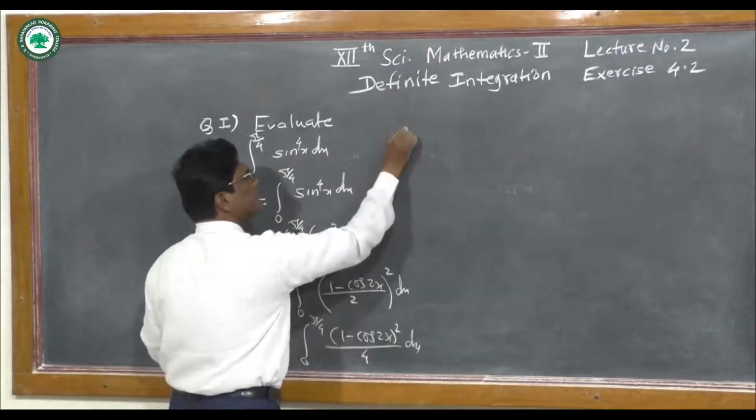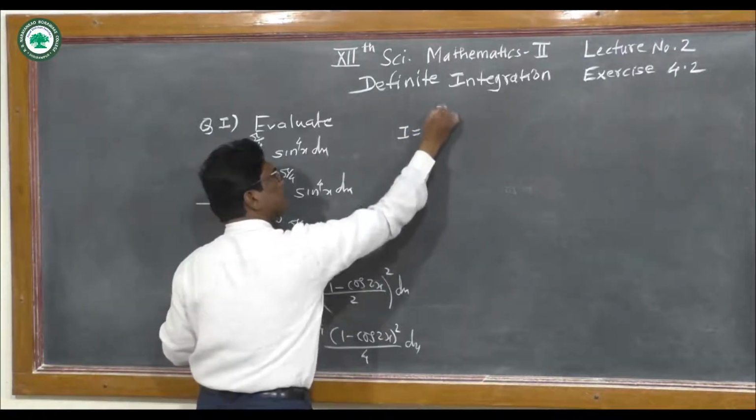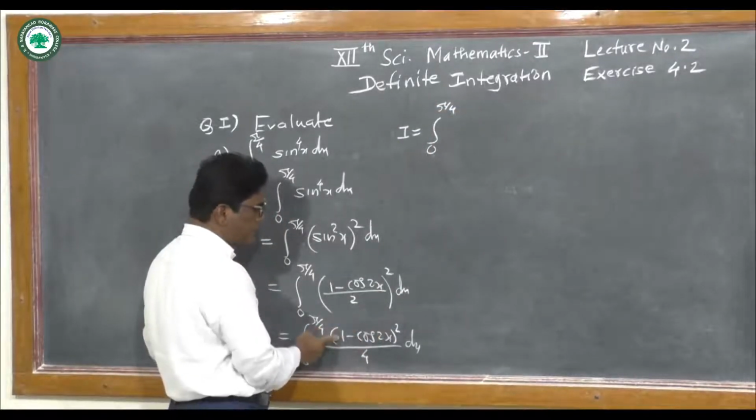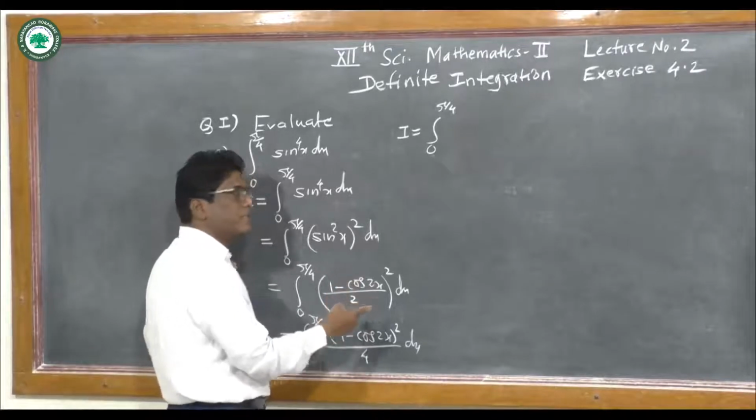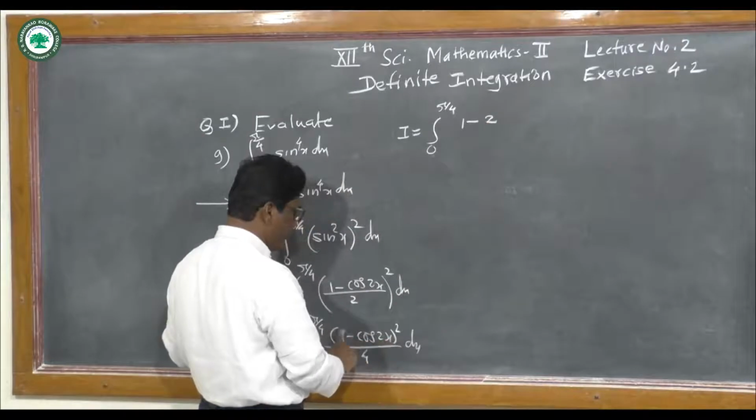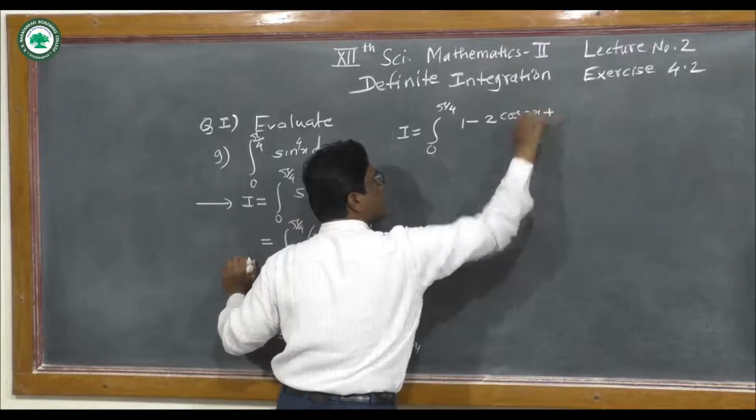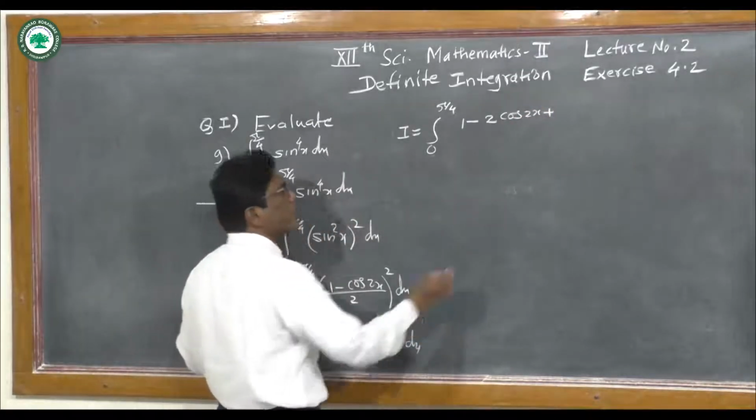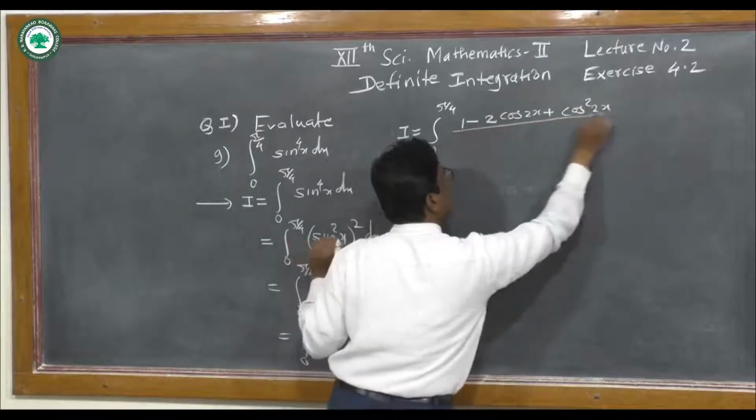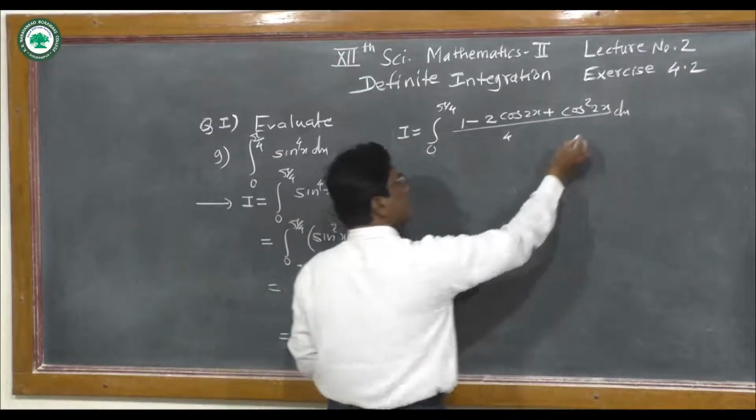So I is equal to integration from 0 to pi by 4. Now use the formula a minus b bracket square, that is a square minus twice ab plus b square. A square, that is 1 square, is 1, minus 2 into a into b, 2 into 1 into cos of 2x, that is 2 cos of 2x, plus b square means cos square 2x, divided by 4 and dx. And now again we have to use here cos square 2x.